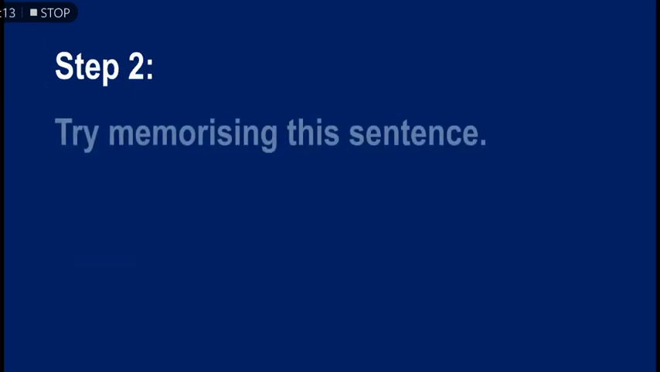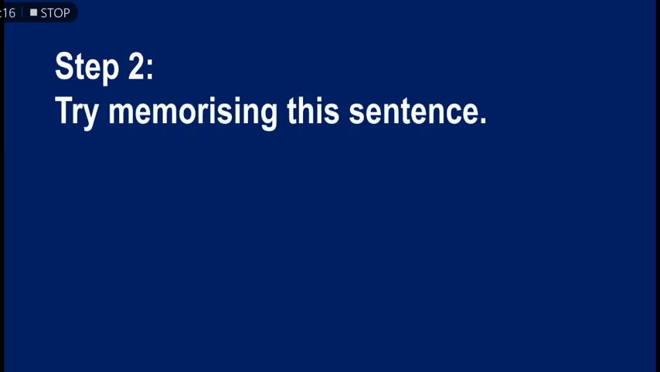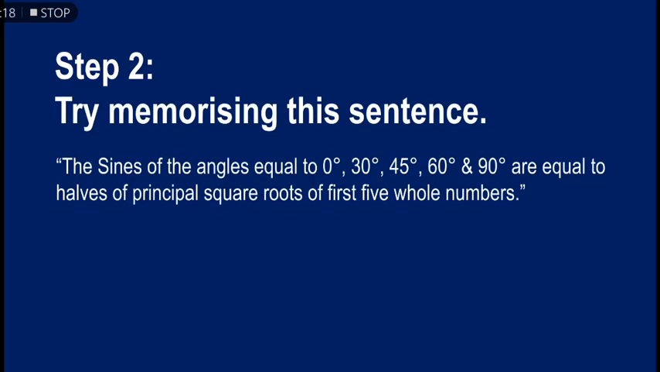Step 2. Try memorizing this sentence. The sines of the angles equal to 0 degree, 30 degrees, 45 degrees, 60 degrees and 90 degrees are equal to halves of principal square roots of first 5 whole numbers.